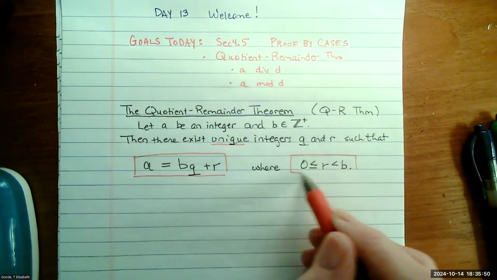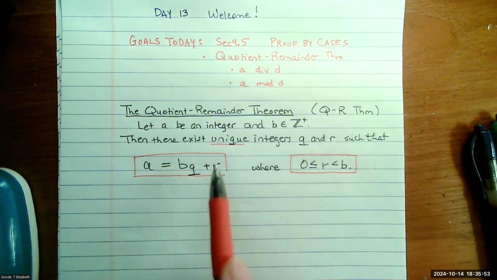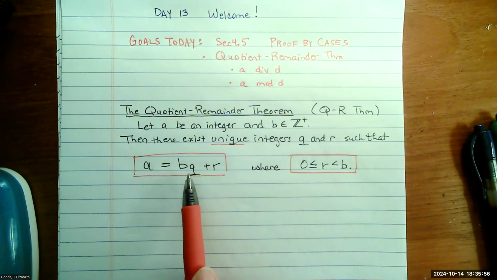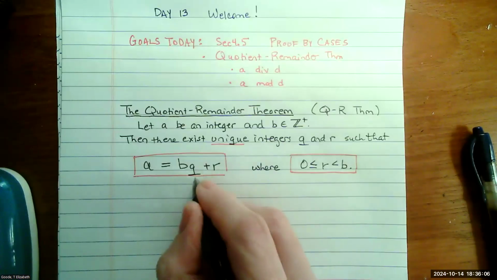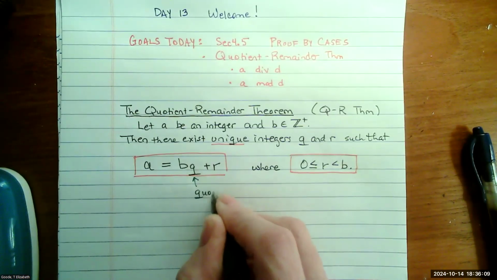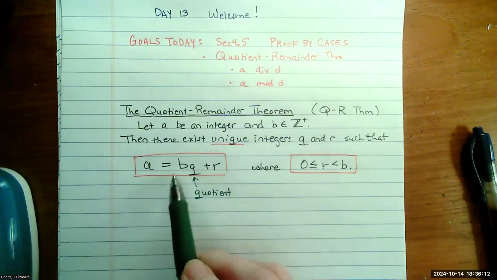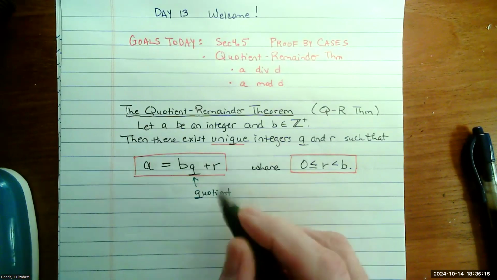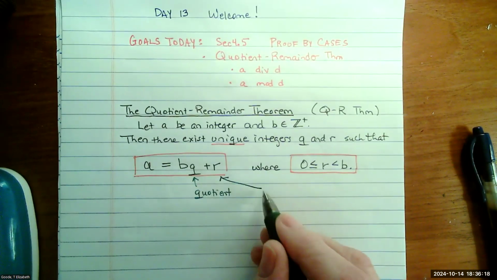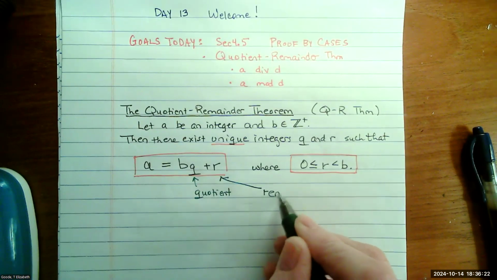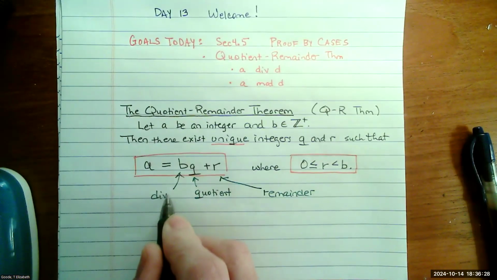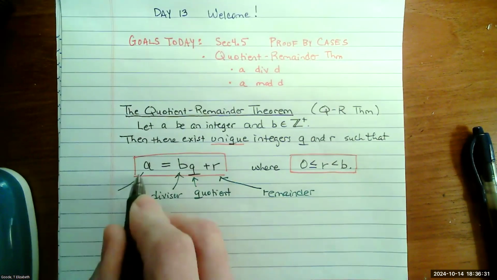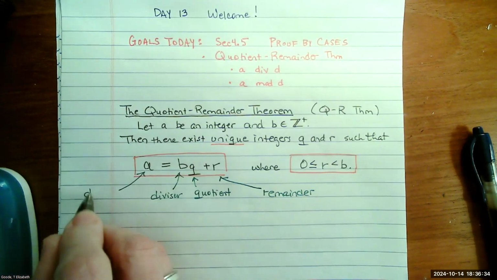and this double inequality about R, what do you think Q is called? Just based on the name of the theorem, what do you think the Q stands for? Quotient? Yep, the Q is the quotient. The Q tells us how many copies of B fit into A. And what do you think the R is then, folks? A remainder? Yep, it's the leftovers, it's the remainder. And of course, B is our divisor. We're dividing by B. And A, which is the quantity that's getting divided up, is called, of course, our dividend.